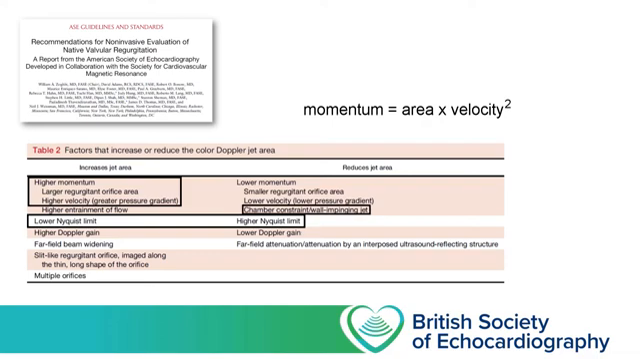Finally, sticking with momentum, we need to consider the significance of the angle of the jet, whether it's central or eccentric. Jets which are angled against a chamber wall will lose their momentum more quickly, and this is just one of the reasons why the severity of eccentric jets is often underestimated. We'll see some examples of this when we consider the mitral valve later on.